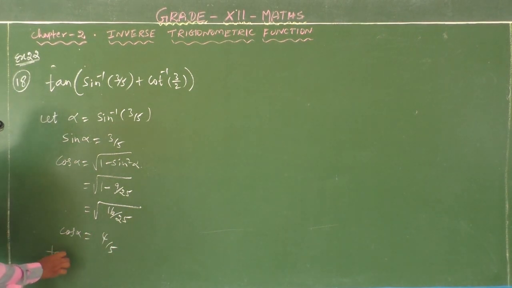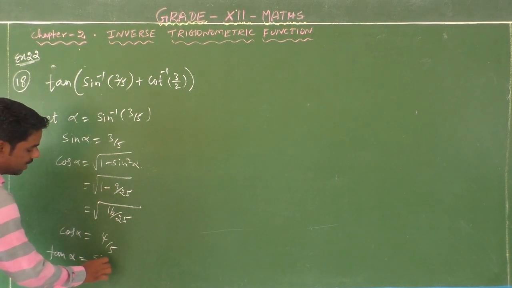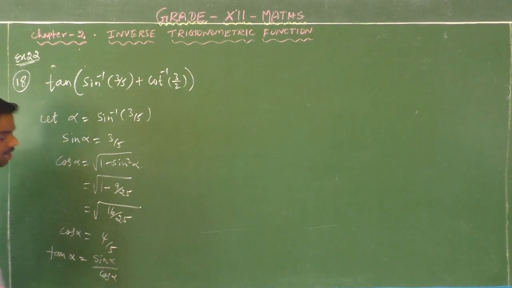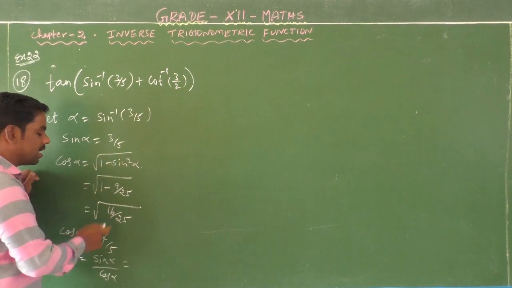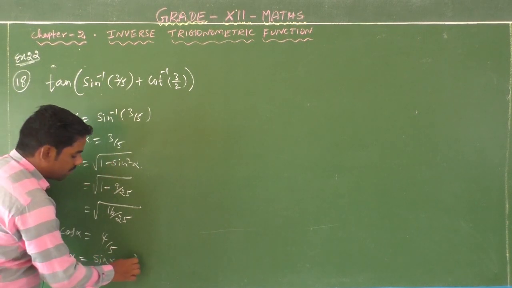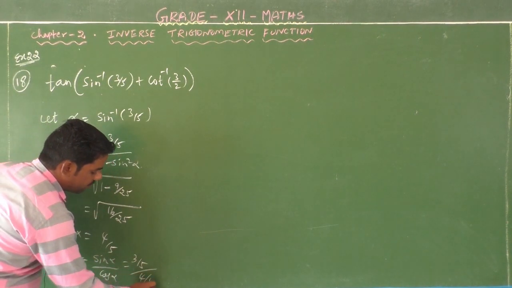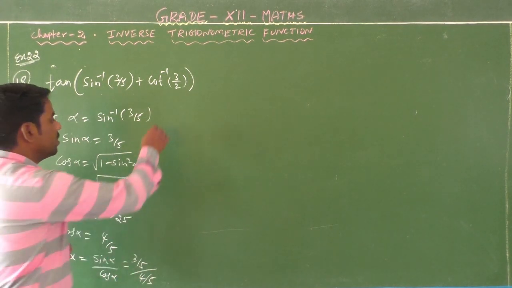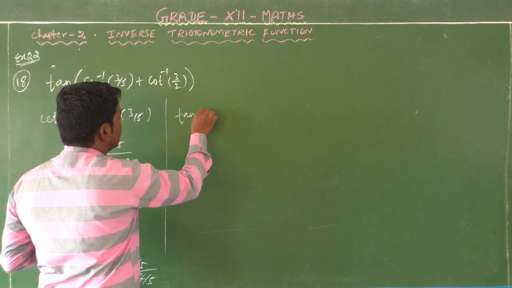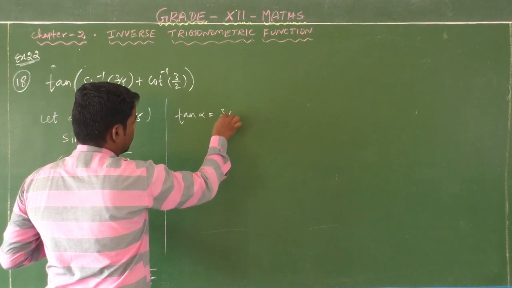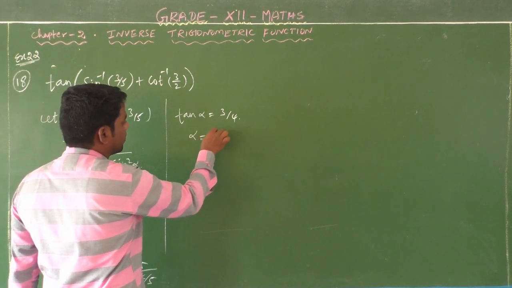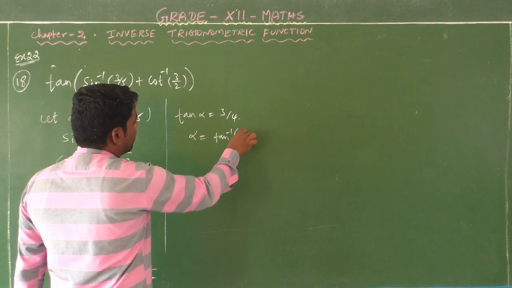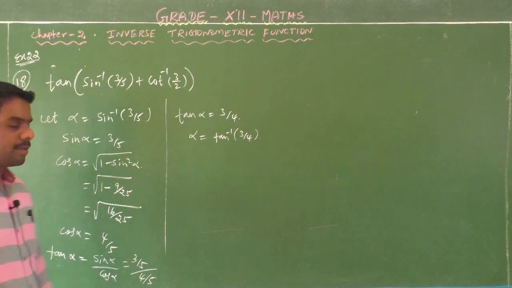Then tan alpha is equal to, you know the formula, sin alpha by cos alpha. Here the sin alpha value is 3 by 5 and the cos alpha value is 4 by 5. So 3 by 5 divided by 4 by 5. The 5s cancel, remaining tan alpha is equal to 3 by 4. Then alpha is equal to tan inverse of 3 by 4.